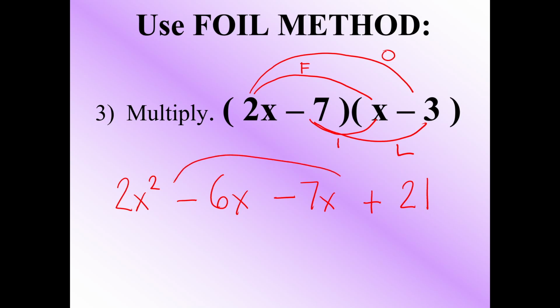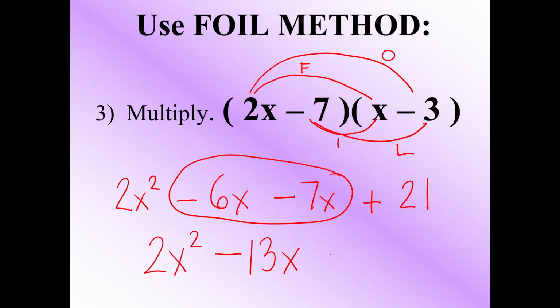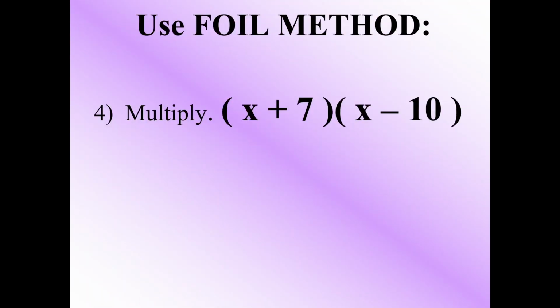Next, these last two are similar terms. What is negative 6 plus negative 7? Negative 13. Very good. Negative 13x. They are both negative, so we add. Bring down 2x squared, and bring down positive 21. Okay? Let's have more examples.